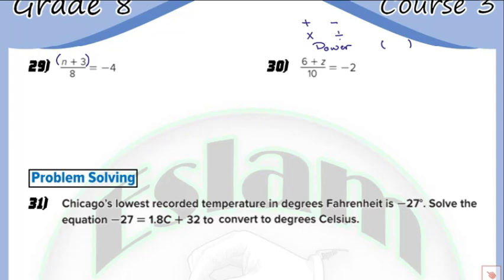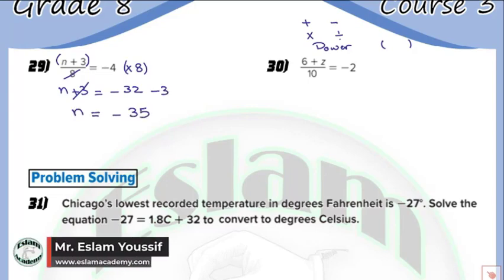So there is no adding and subtracting outside the bracket. And we have here division. So instead of division, we'll use multiplication. Just multiply it by 8. So once you have a fraction, multiply at the first by the denominator. So n plus 3 now will equal negative 4 multiplied by 8 equals negative 32. Once we have addition, we'll use subtraction. So n equals negative 35.